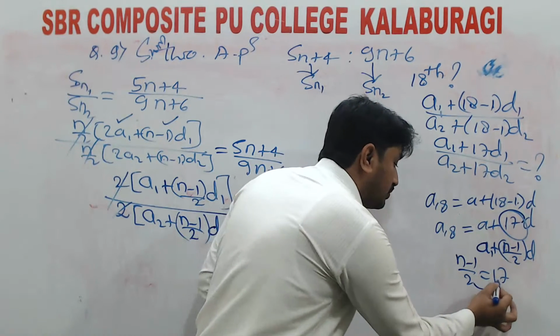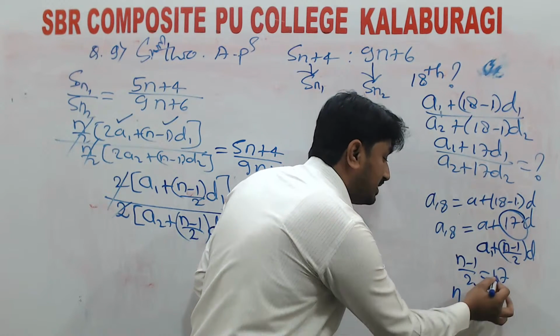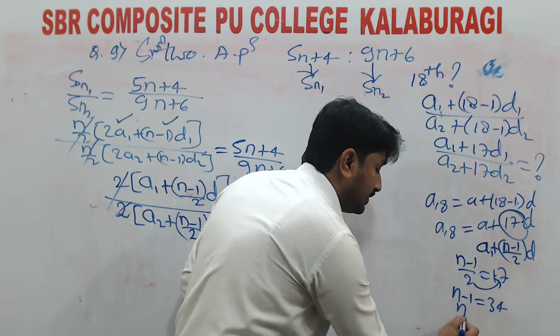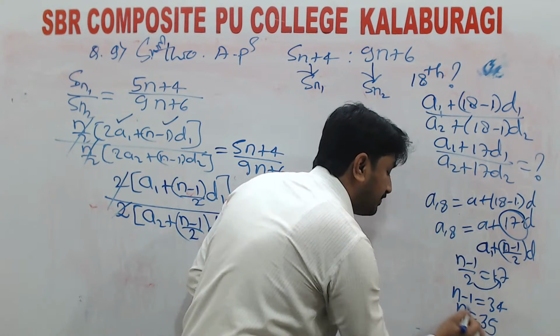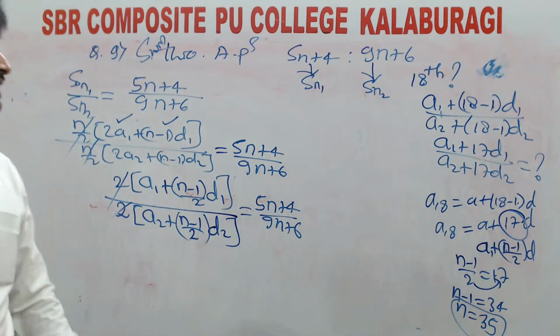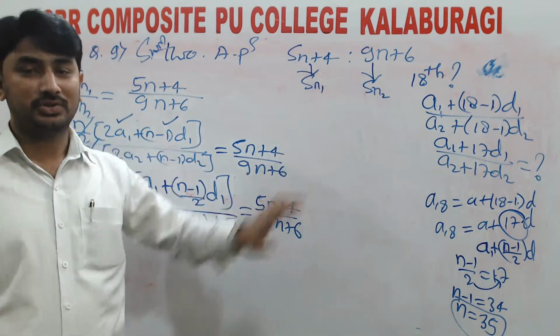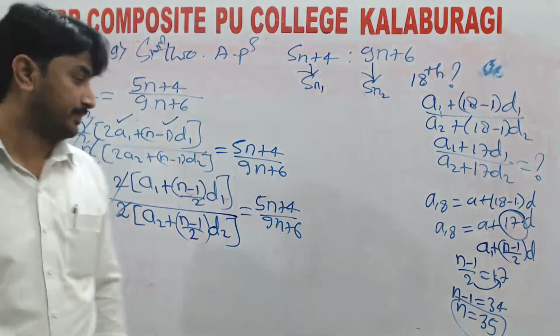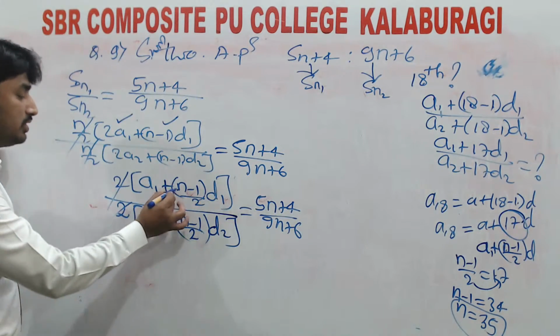It means take 2 to the RHS side. It is 17 into 2 is 34, and minus 1 goes to the RHS side, it becomes 35. So we need to take n equal to 35. We get our required ratios. So that's why I'm taking n equal to 35.